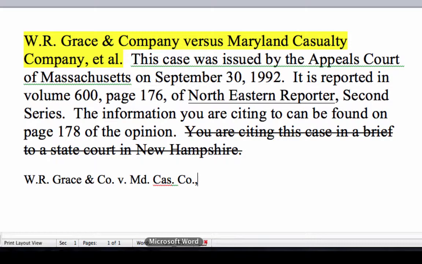You don't have to include that. And then the comma. So again, you're going to either underline or italicize.